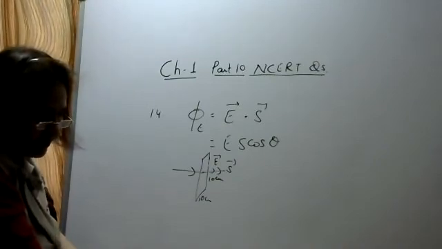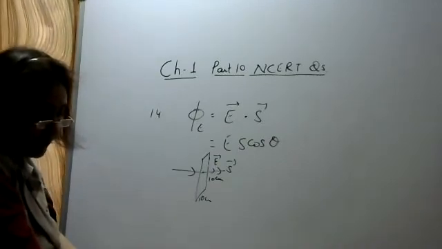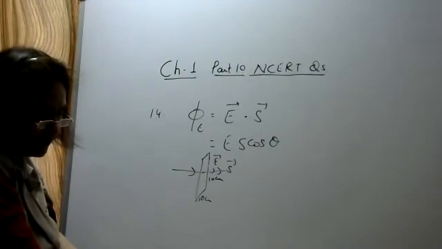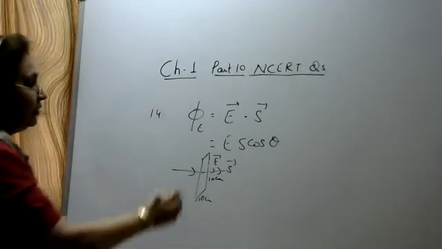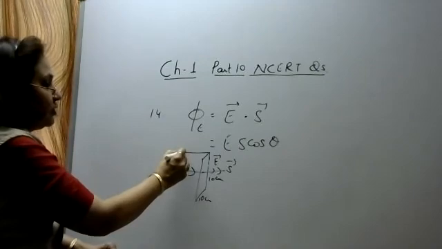Okay, question number 16. What is the net flux of the uniform electric field of exercise 1.15 through a cube of side 20 centimeter oriented so that the faces are parallel to the coordinate planes? Okay, now let us make a cube.